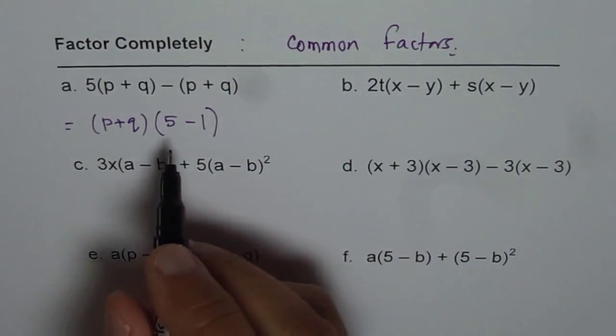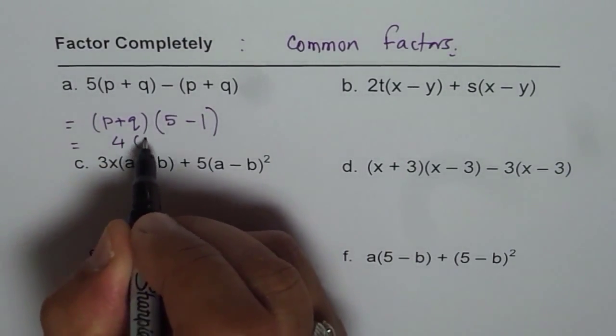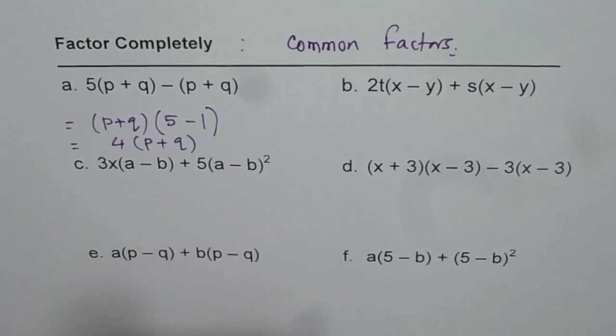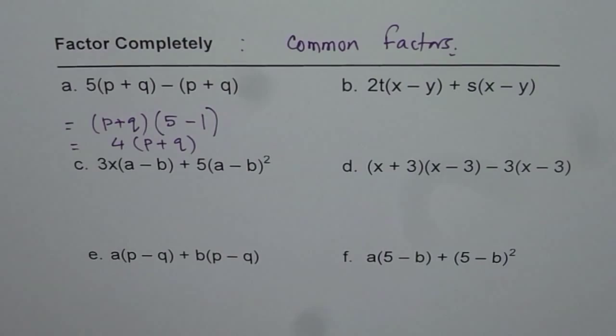Well, sometimes you can solve it also. In this case, it becomes 4 times (p plus q). Well, you could have done it even otherwise, but that is how we get the result using factoring. Okay, now let's do one more example to understand the concept.